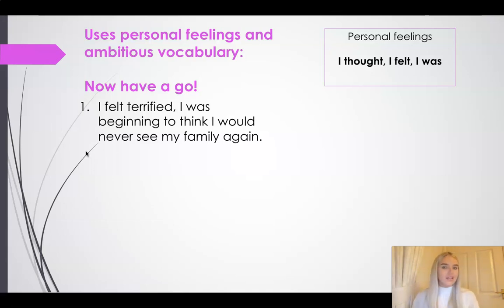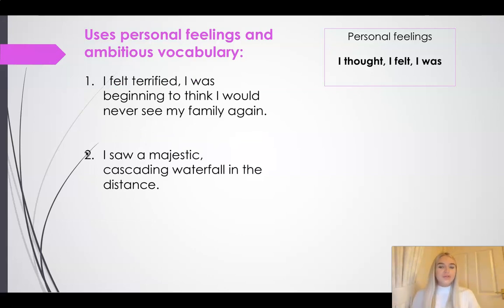Can you think of a sentence where you might use personal feelings or ambitious vocabulary? Here my focus was personal feelings, but can you think of a sentence that might use ambitious vocabulary too? Pause the video and have a think. How did you do? Shall I show you another sentence? So, we used our sentence from the other day, but I used some different adjectives in a different way. I saw a majestic, cascading waterfall in the distance. How beautiful does that sentence sound?